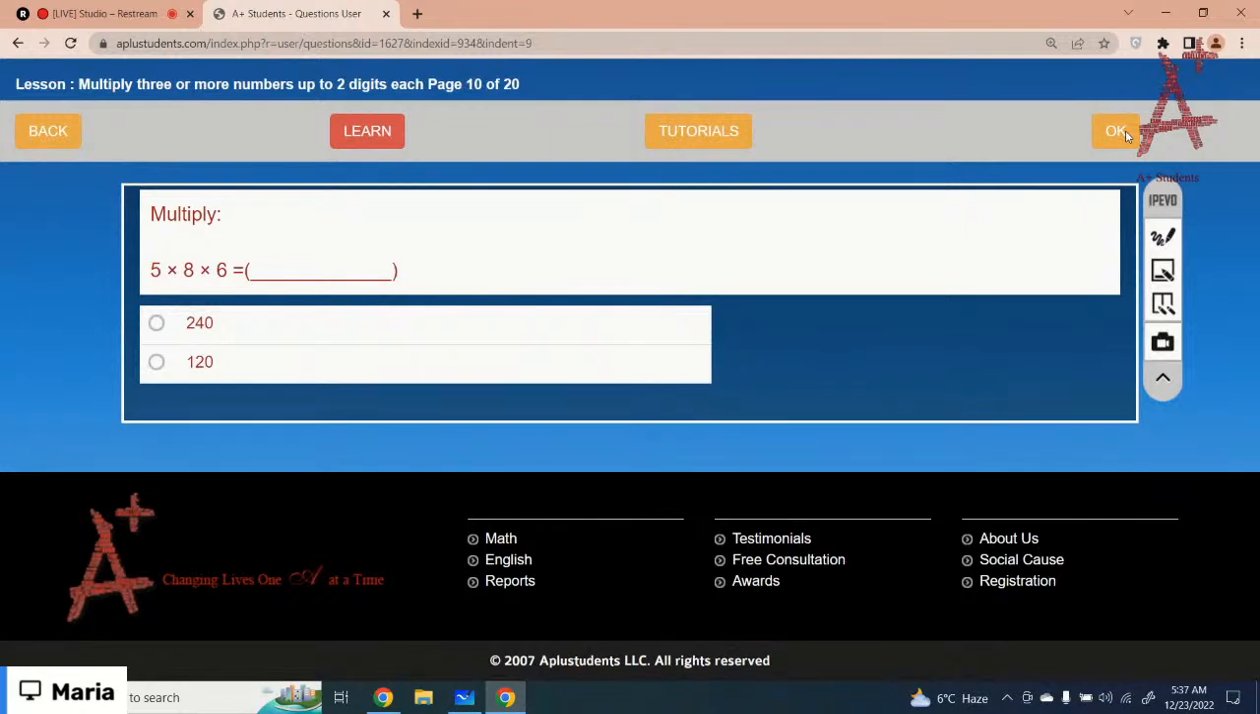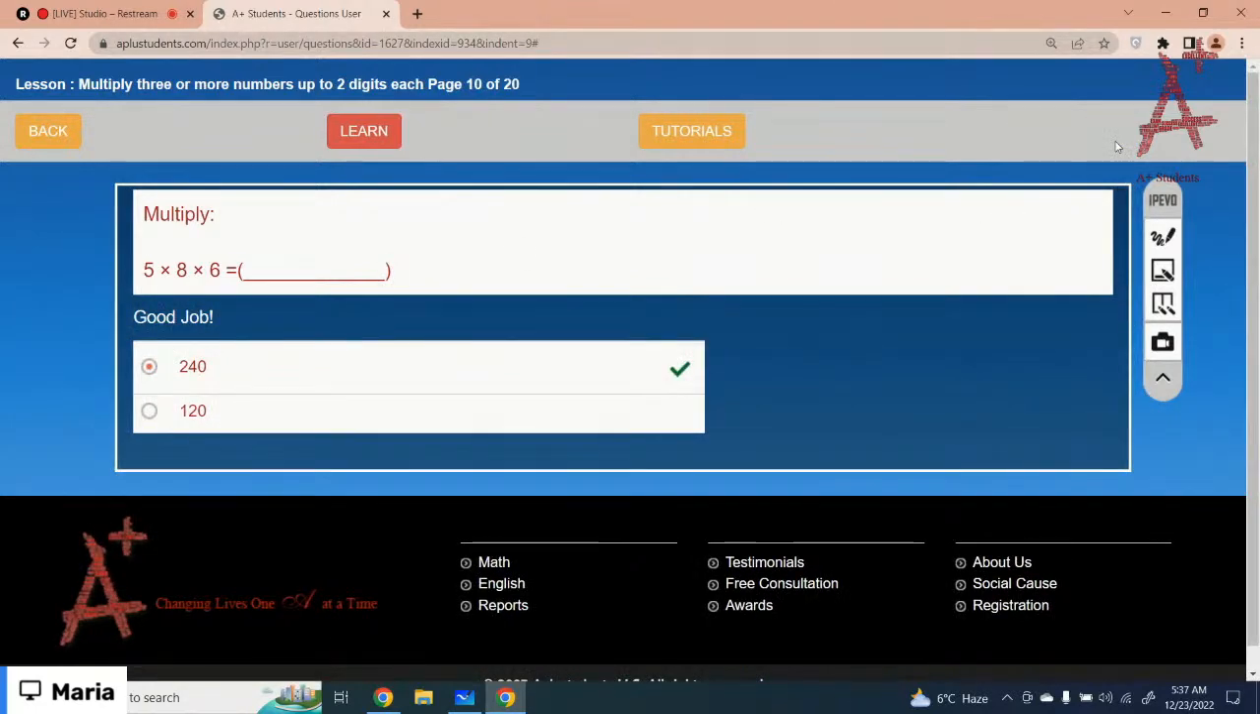Okay, the next one is 5 times 8 times 6. 5 times 8 is 40 and 40 times 6. 6 times 4 is 24. So it is 240. Got it? Just select the correct option then click on the OK button.